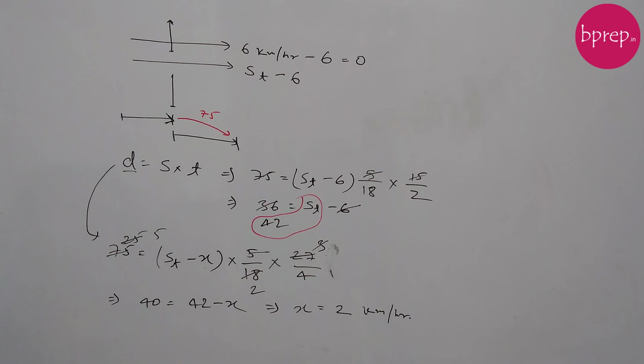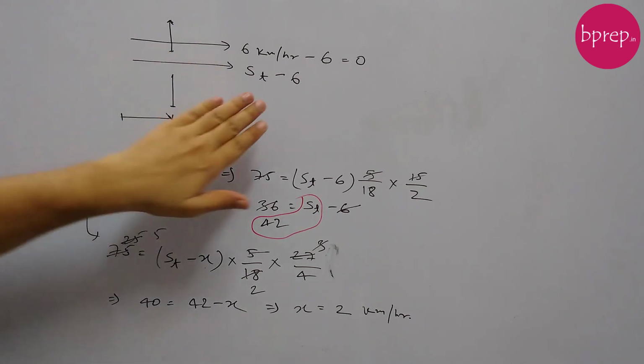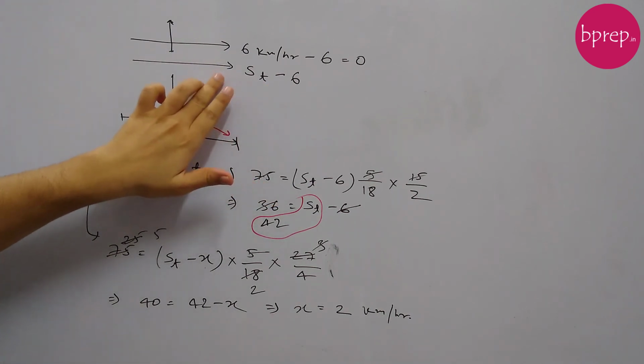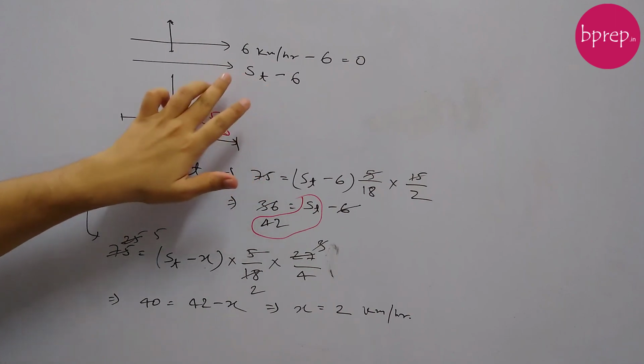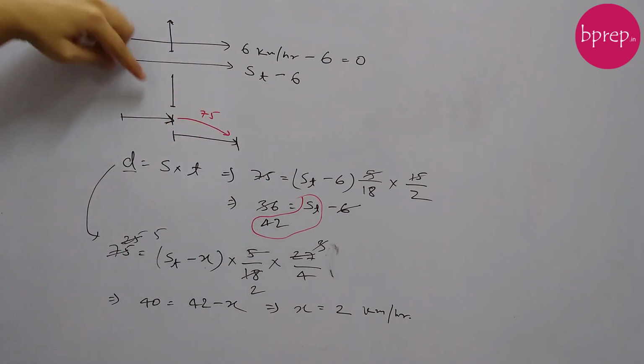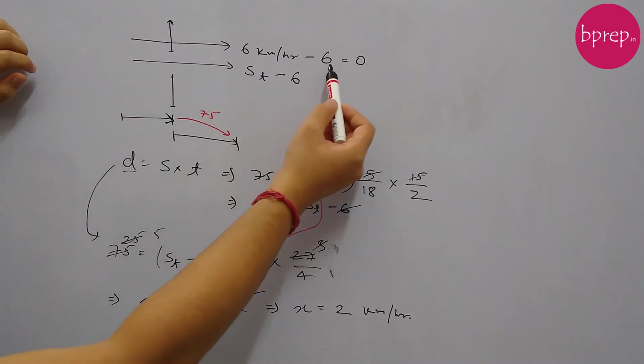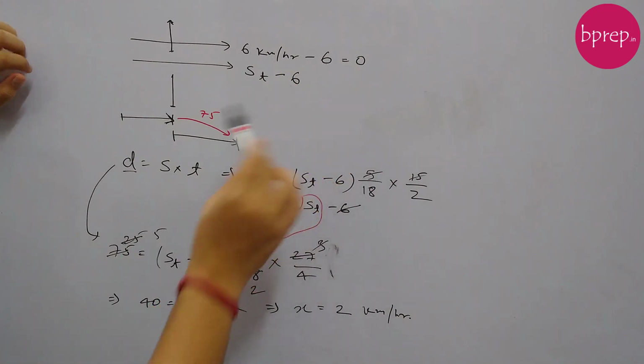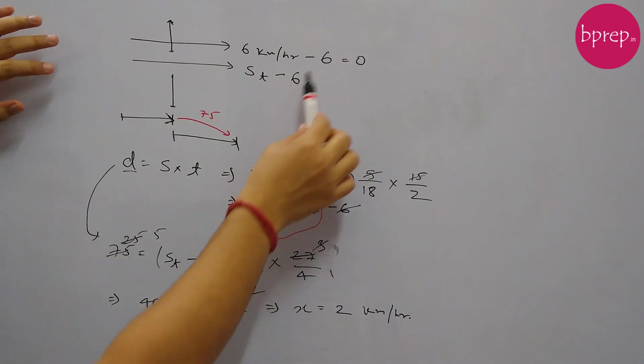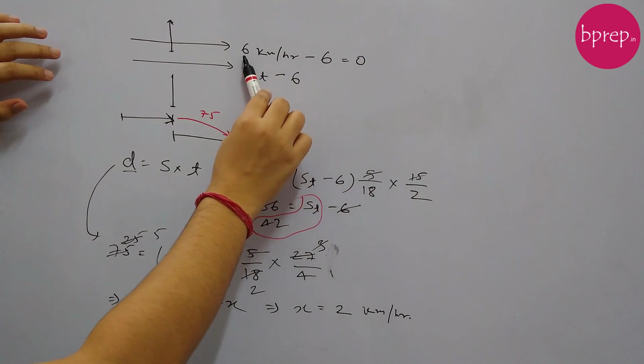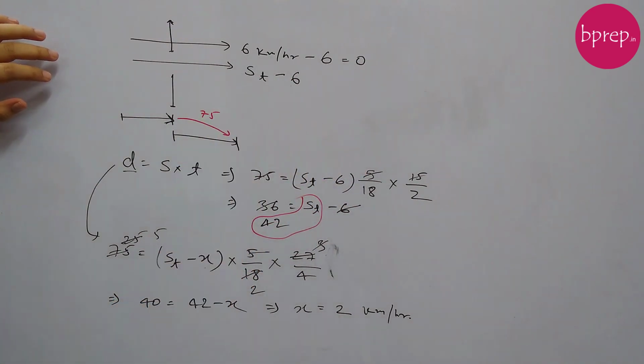So here you see, the key concept was to get the effective speed of the train as st minus 6. We are making one object static and transferring his speed to the other object. You can also imagine it as: if we subtract 6 from here, making it 0, we can subtract 6 from here as well.